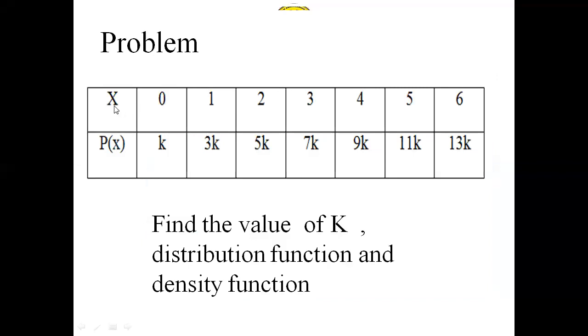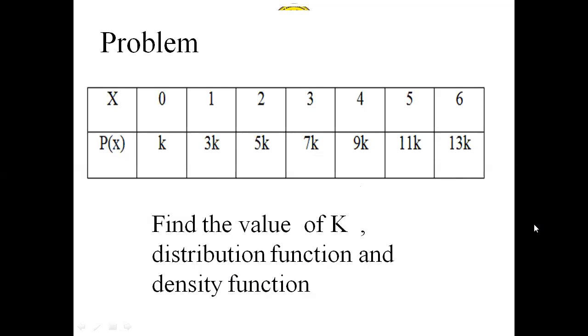In this table, X, that means the random variable, having the events 0, 1, 2, 3, 4, 5, 6, and the corresponding probabilities are given as k, 3k, 5k, 7k, 9k, 11k and 13k. So find the value of k, distribution function and a density function. This is the problem. In this problem, the required values are k, distribution function and a density function.